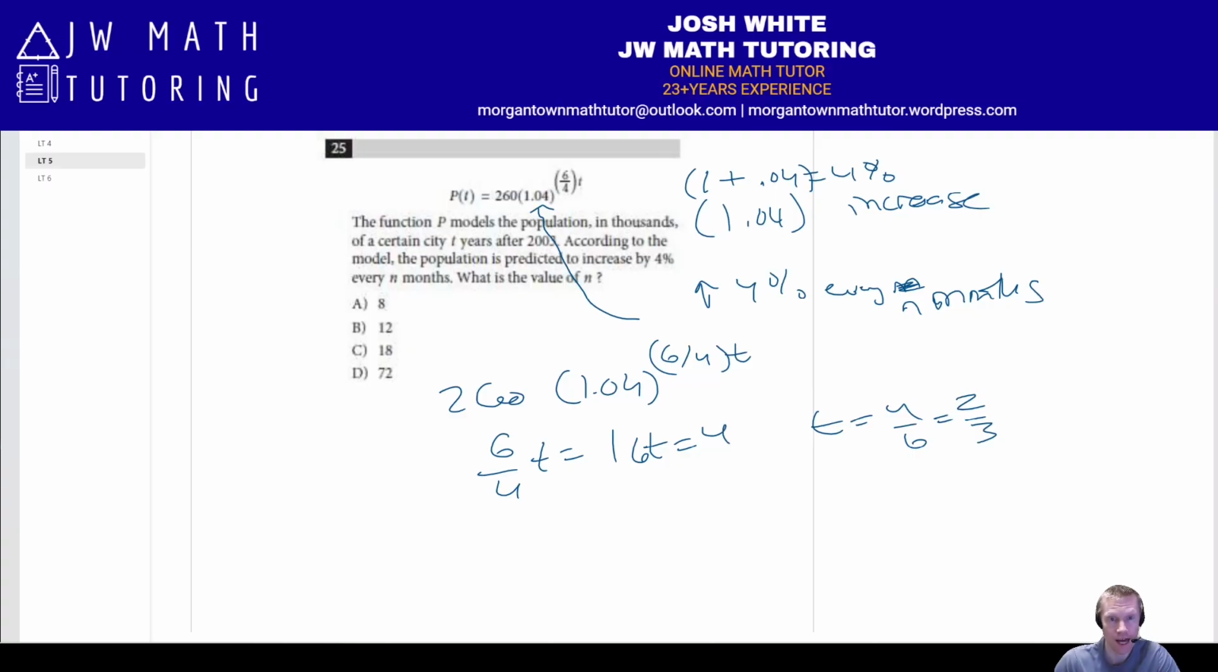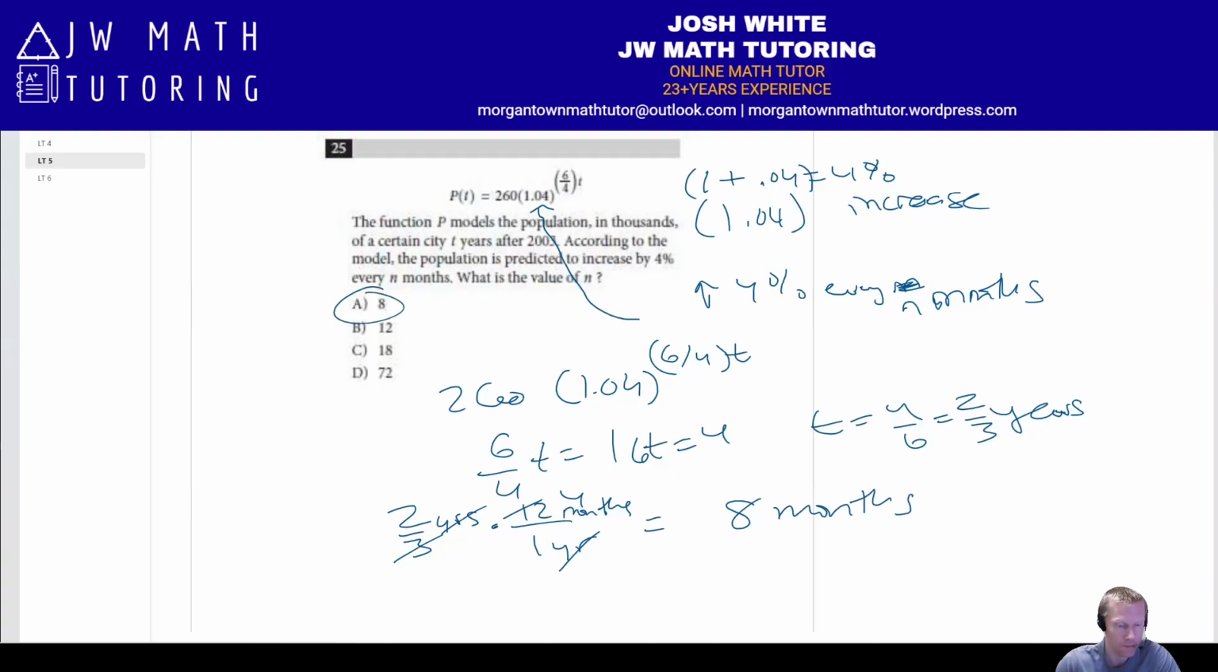But be careful, that is years. So that's 2/3 of a year. They want n in months. So you have to basically say 2/3 years times 12 months per 1 year. Years cancel out. 3 goes into 12 4 times. It's equal to 8 months. By the way, the correct answer is letter A.